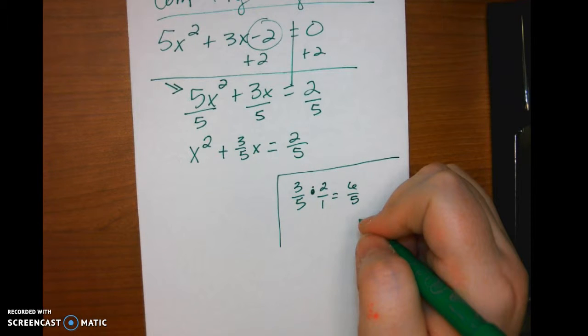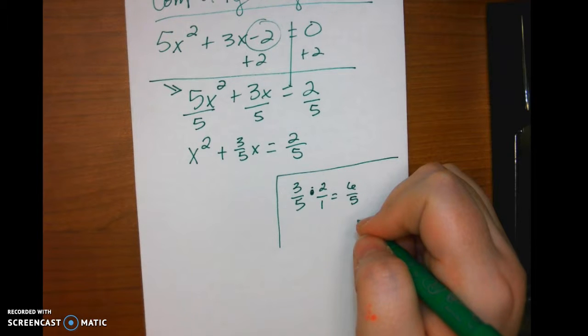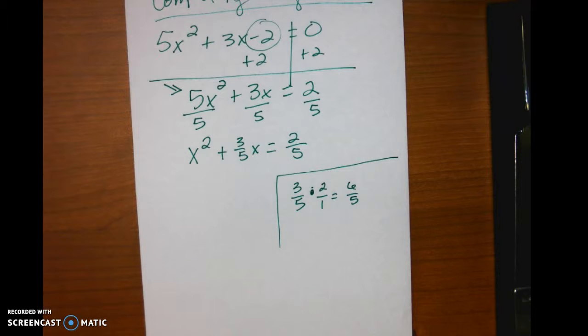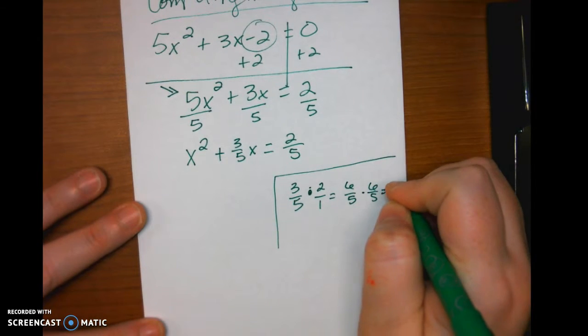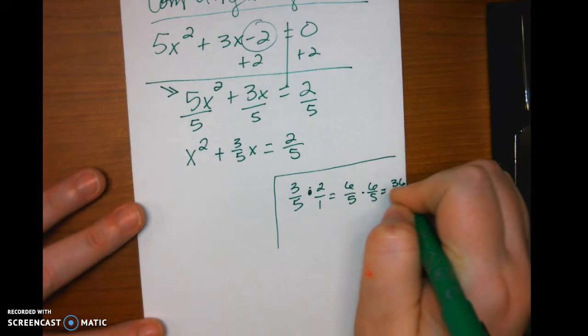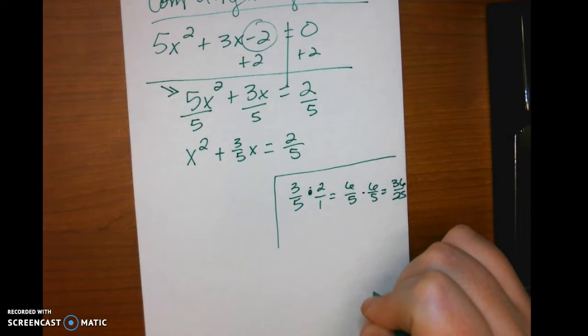Now I need to, oh man, now I'm stuck. What do I do? Oh, that's right, I square it, don't I? So if I take 6/5 times 6/5, I get 36/25. That doesn't make sense. What's going on in this crazy world?